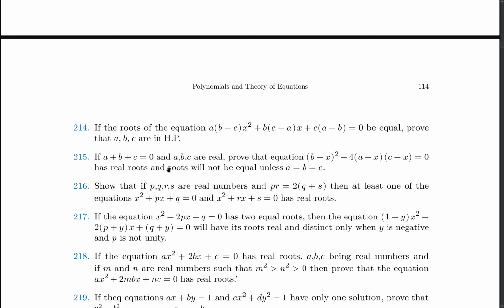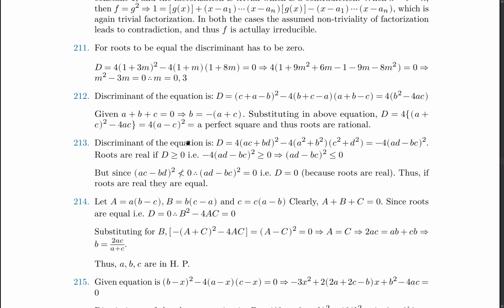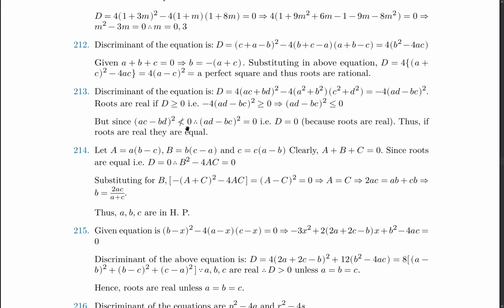Now we move on to question 214. If the roots of the equation a(b minus c)x square, b(c minus a)x plus c(a minus b) is equal to 0 are equal, prove that a, b, c are in HP. So again, roots will be equal only if the discriminant is 0.